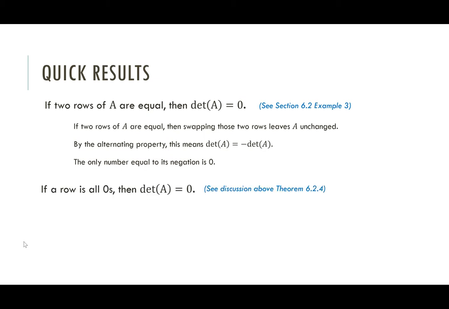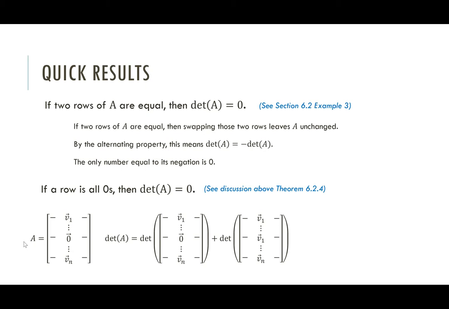Another quick result that we want to be true is that if a row is all zeros, then again the determinant is 0. This is again also discussed in your book. And let's see how we can show this. Given, I think we use the linearity property. So, okay, suppose you have matrix A and one of the rows is 0.